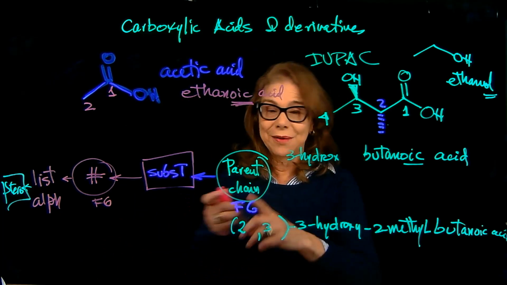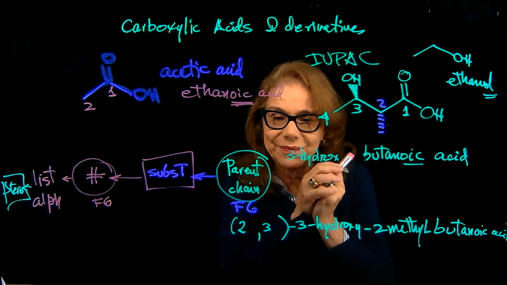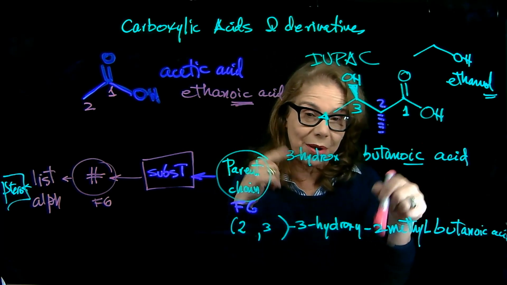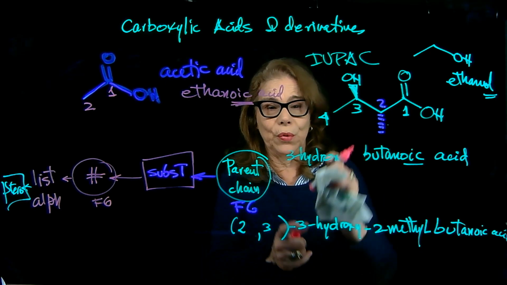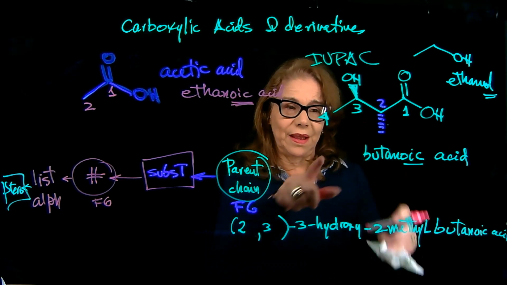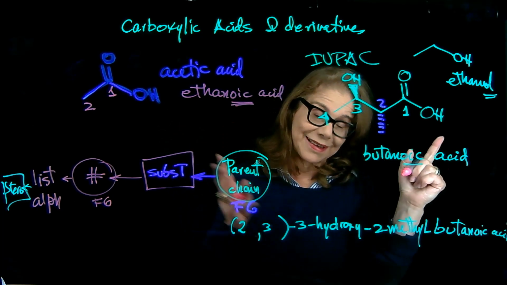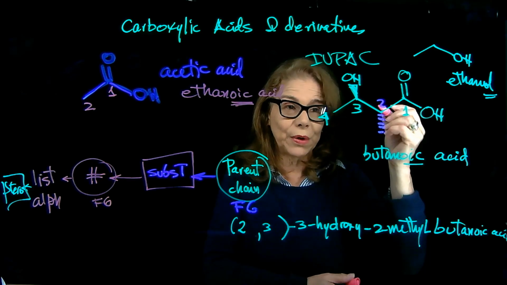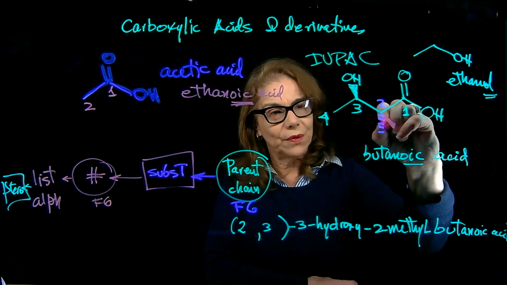To do that, I'm just going to review so that we can complete the whole name. I have videos about absolute configuration, if you need help with that. Let me erase that, that's just a parent chain. To assign configuration, the first step, quickly, is that you need to assign priorities. So at the carbon here, you will have an H.